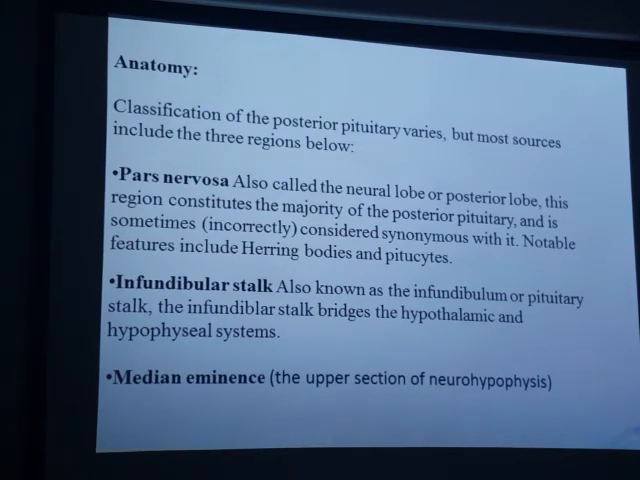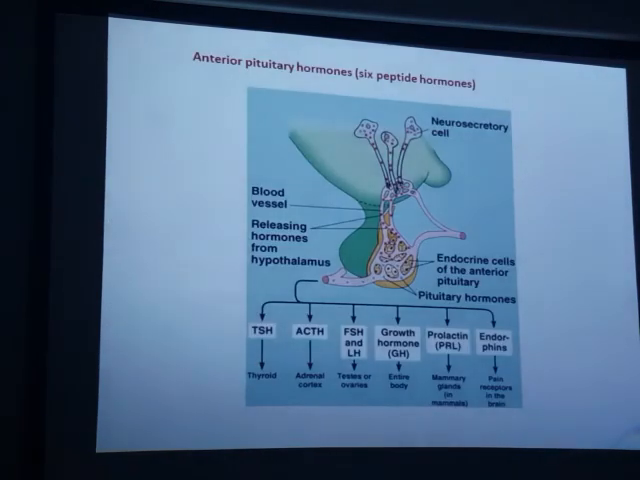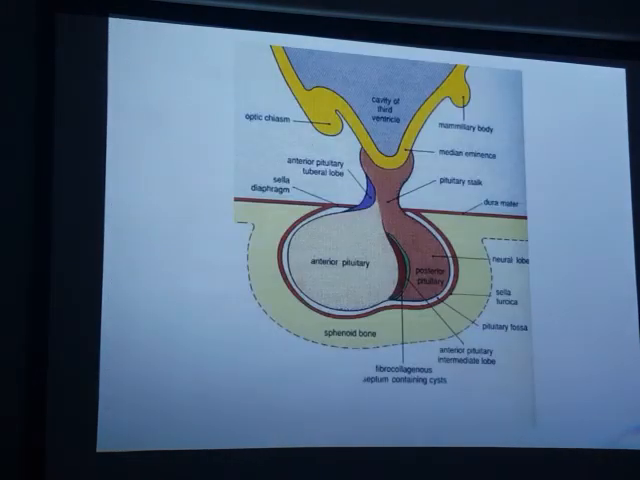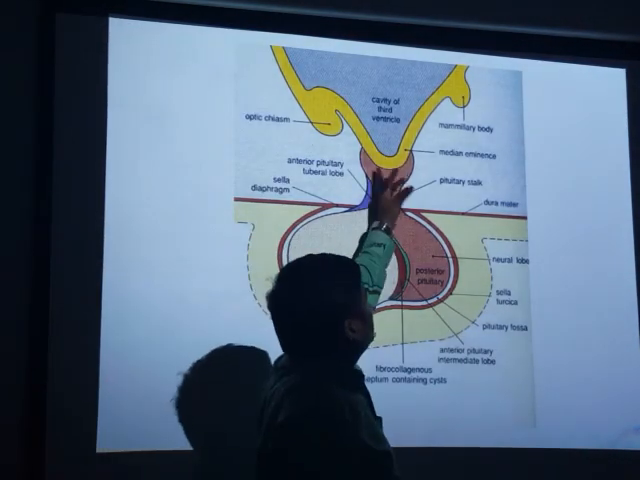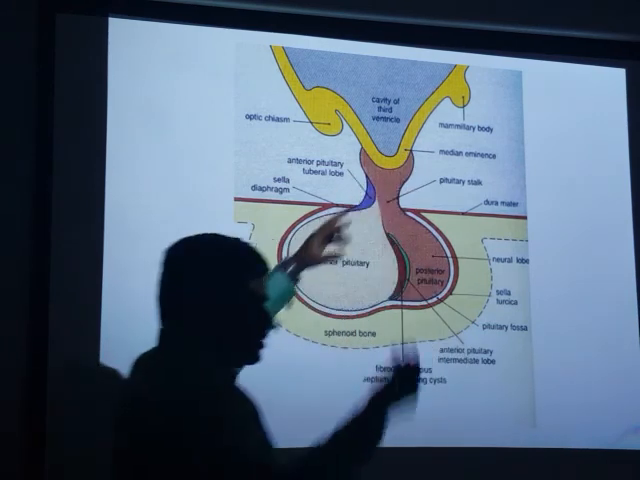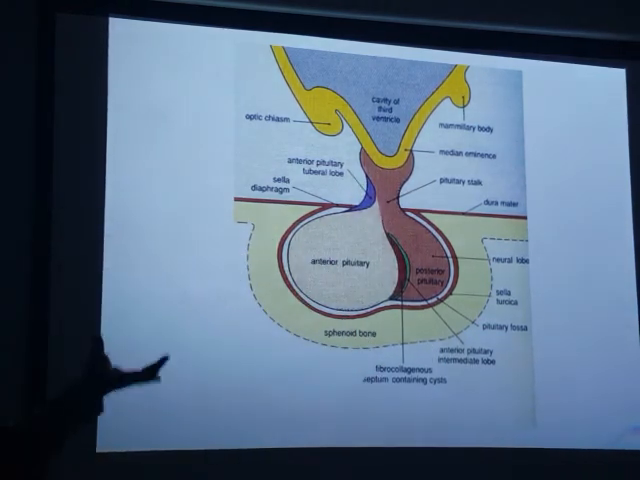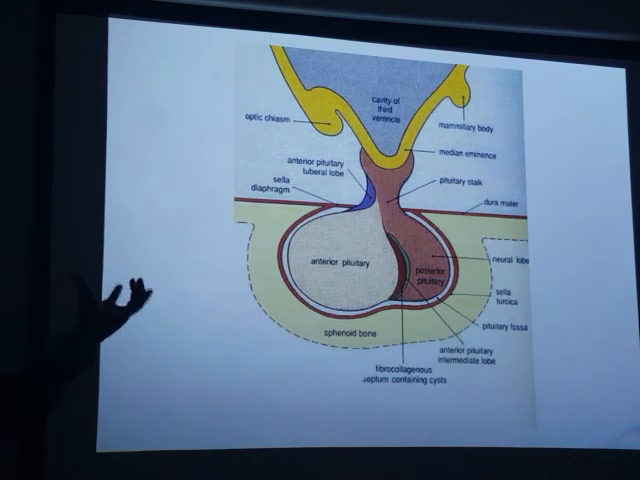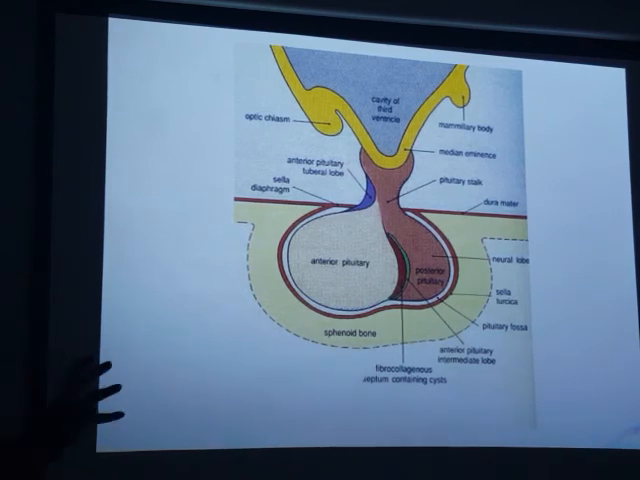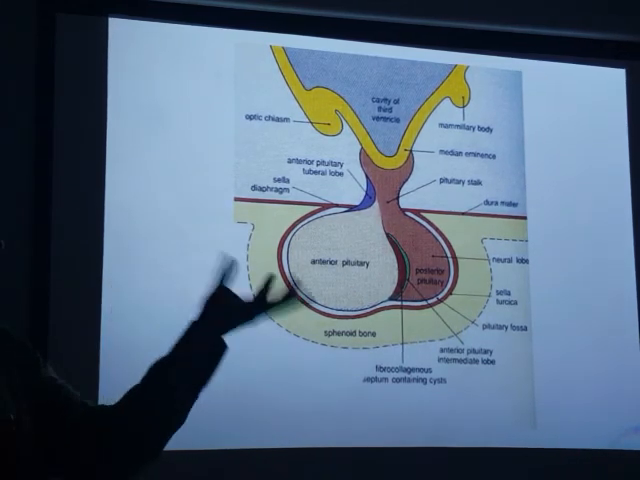This upper part, this one is the median eminence, part of your hypothalamus. You will learn the details in microanatomy. Actually, this topic is much more in histology compared to gross anatomy. In gross anatomy, you should know about the situation, its relations and blood supply. You will learn much about the details, what cells are present in the different parts, in histology.